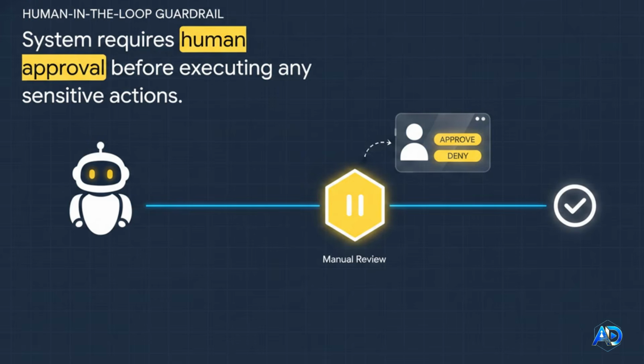Which brings us right back to the fifth, and honestly, maybe the most vital component of our AI agent, guardrails. A truly safe agentic system is designed with a human in the loop. This simply means the system is programmed to stop, explain its intended plan, and ask you, the human, for explicit approval before it executes any sensitive action. Like sending a final email, making a purchase, or changing a database. It works for you, but you definitely remain the boss.